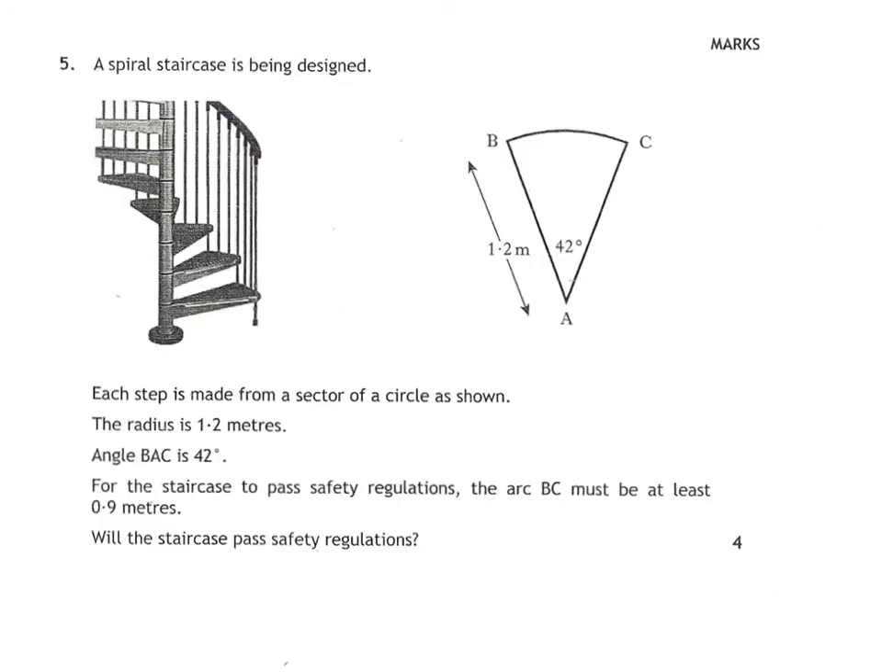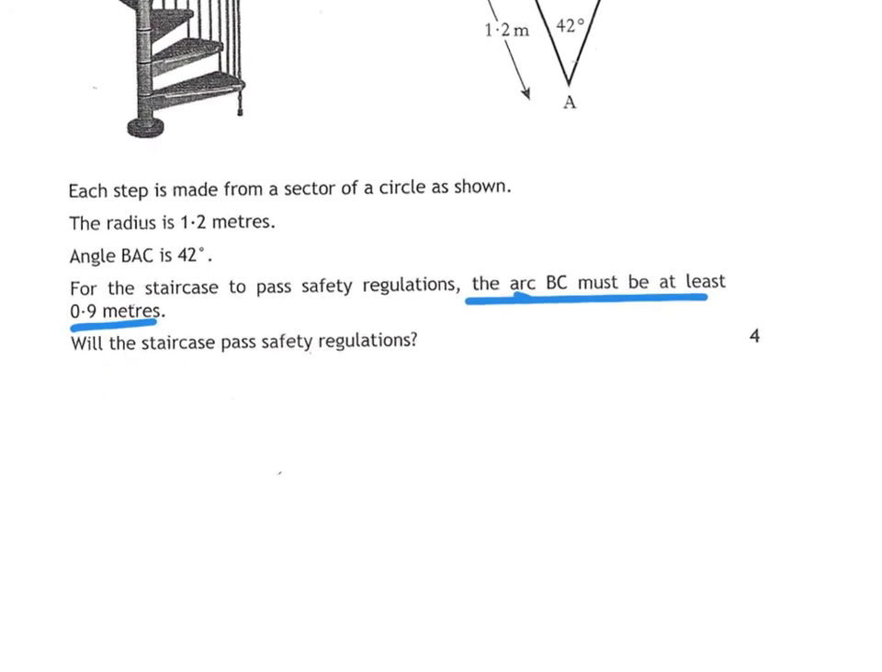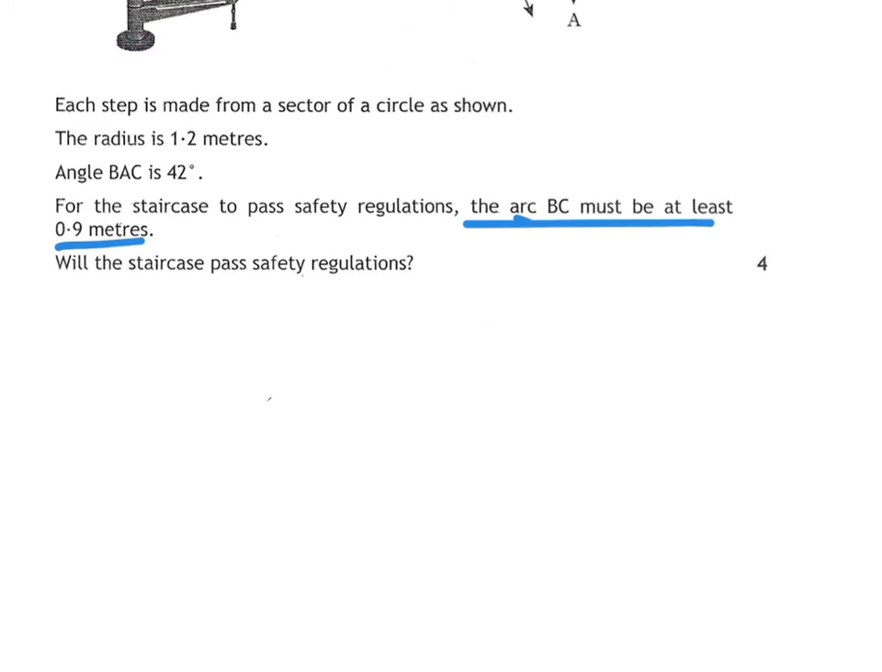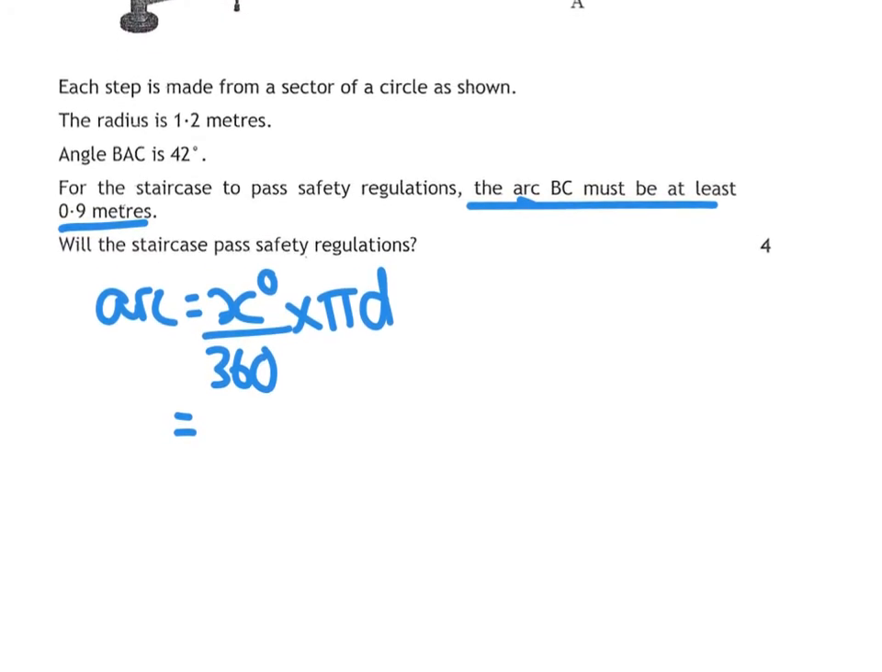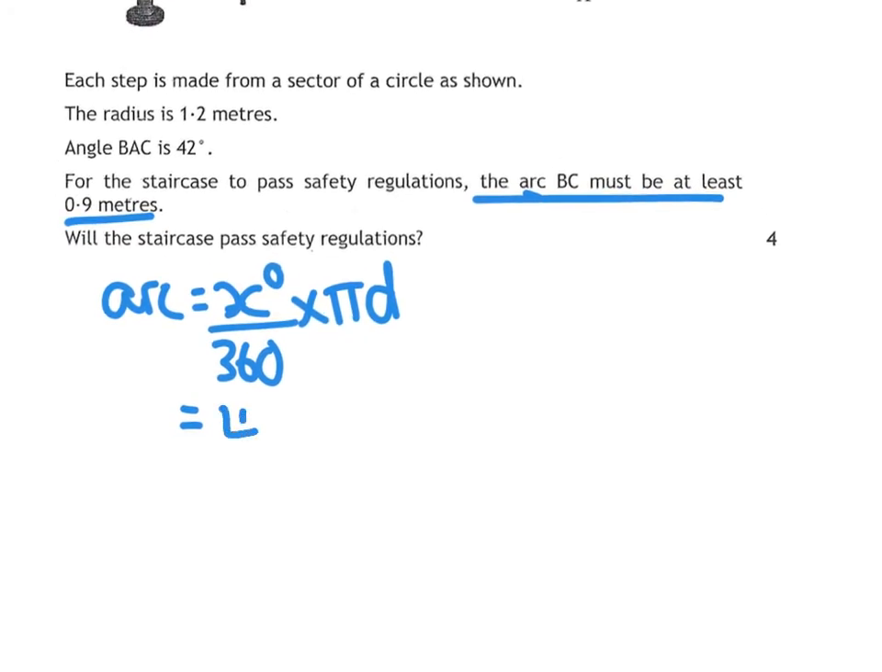Question 5, we have a spiral staircase. It wants to know, for safety regulations, the arc must be at least 0.9. So they're asking us to find the arc. So formula for arc, arc equals your angle over 360. Arc is like circumference, so it's times pi d. Now my angle was 42. So 42 over 360 times pi.